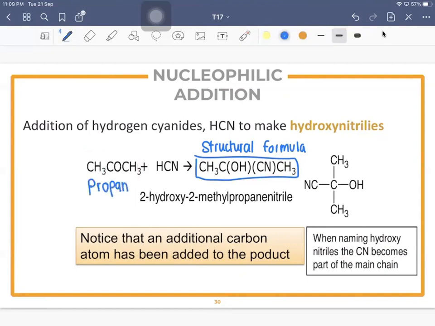Propanone. There are 3 carbons in the propanone, but in your products, there are 1, 2, 3, 4. 4 carbons, including the carbon on the cyanide, CN, nitrile functional group. So when naming hydroxynitriles, CN becomes part of the main chain. That's why we always start our numbering at the carbon of C triple bond N.